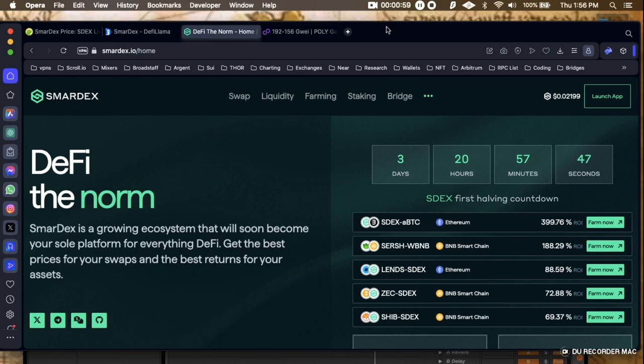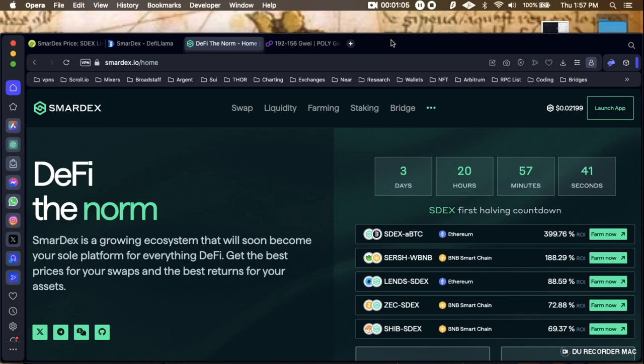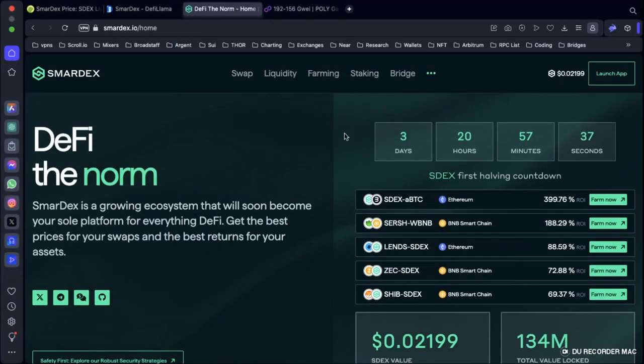So what is SmarDEX? SmarDEX is what's called an AMM, or Automated Market Maker, which basically allows users to trade tokens permissionlessly and also provide digital assets into liquidity pools in order to farm rewards in the form of the SDEX token.